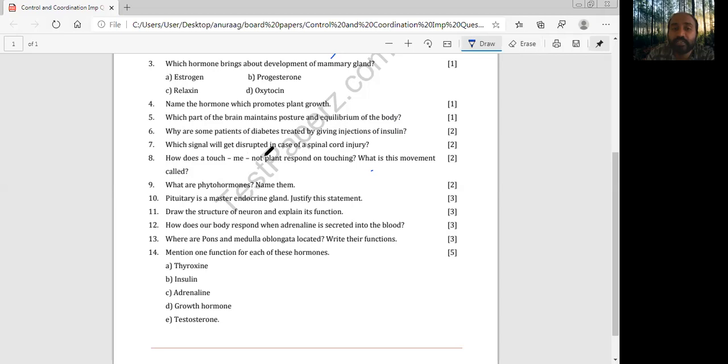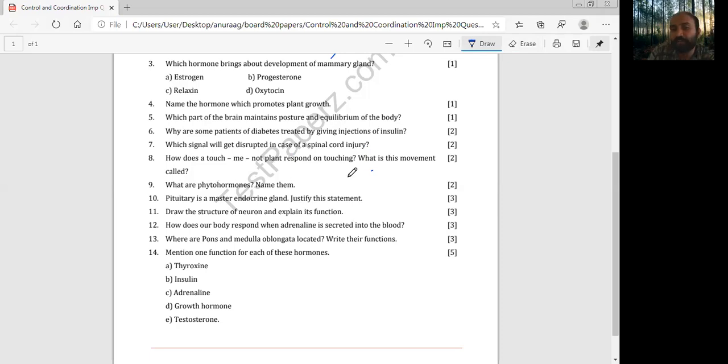Which signal will get disrupted in case of spinal cord injury? Now, the spinal cord is core to the reflex action, right? So whenever damage to the spinal cord happens, your reflex action will get affected dramatically. Not only reflex action, your touch, sensory, and motor coordination, everything will get affected. But the major damage will happen to the reflex action because that is completely taken care of by the spinal cord. Okay. Moving on to the next question.